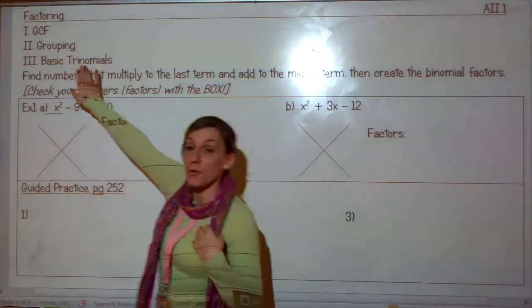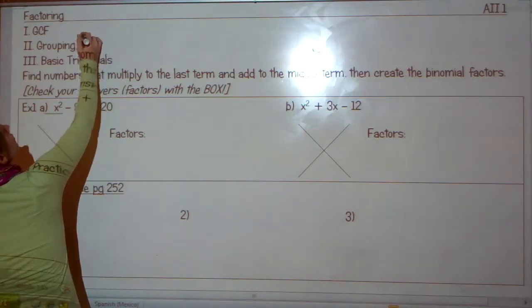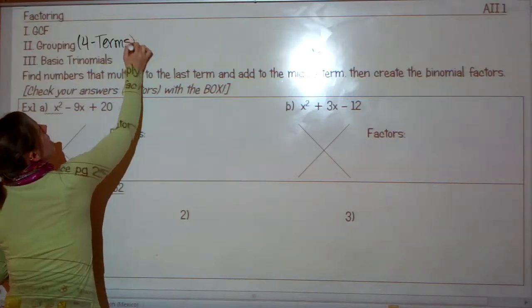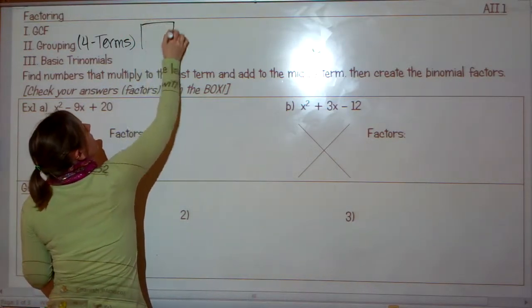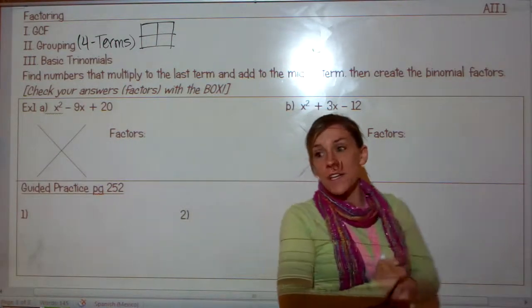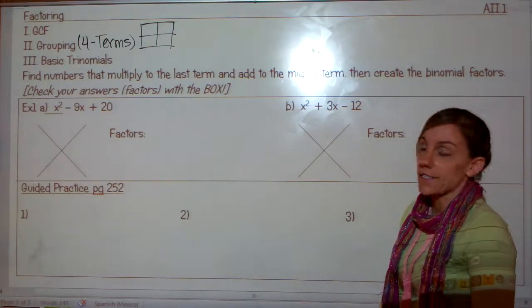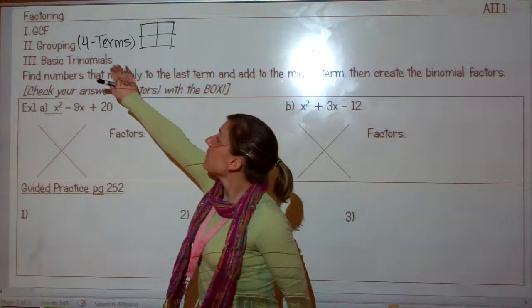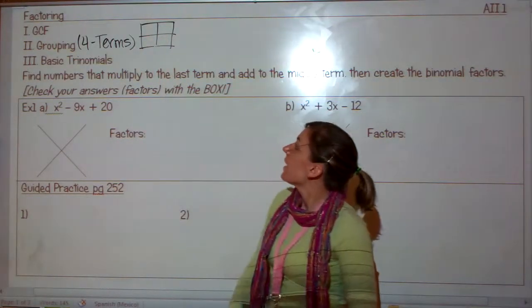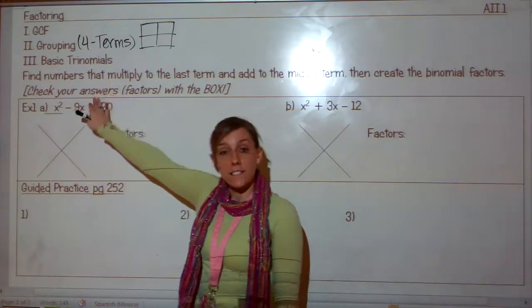All right, then we've done grouping, and remember, grouping usually means 4 terms. And when we have 4 terms, the easiest thing to do was to make our box. We talked about it briefly, but you're going to see the box more and more, so you're going to come back to that box anyway. But that's what grouping means. It usually means you've got 4 terms, so you put 1 in each block, and then you just do GCF from there. So now we're going to look at basic trinomials.